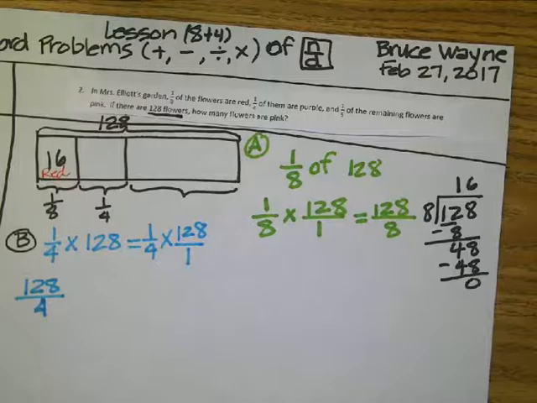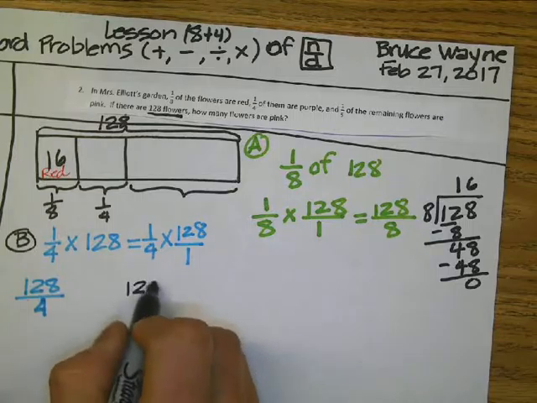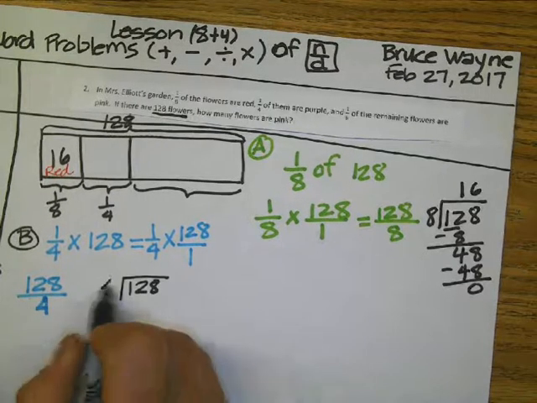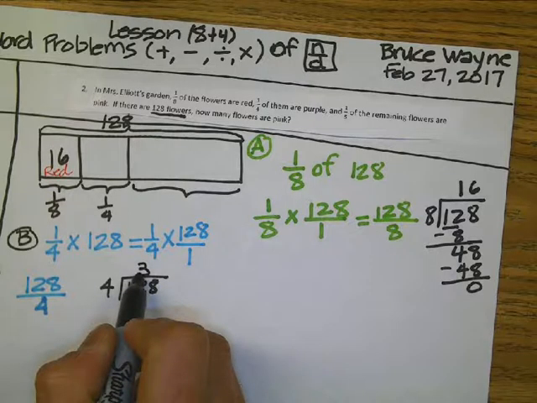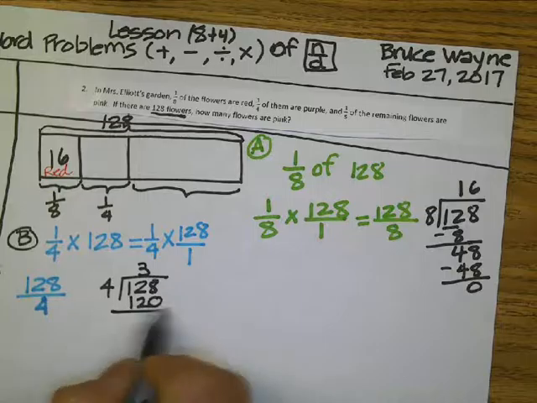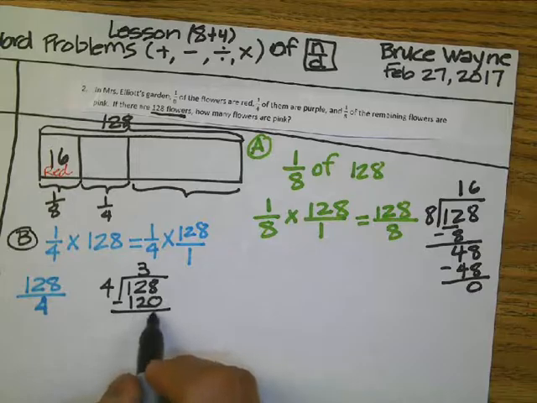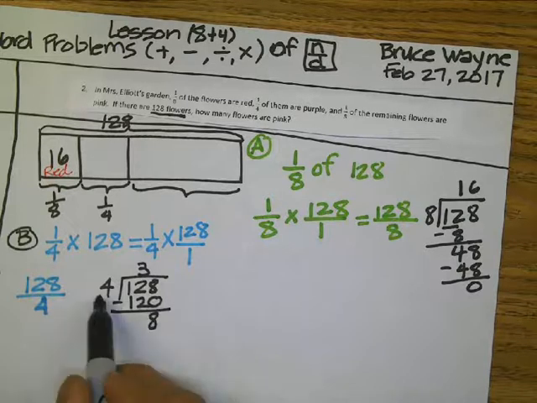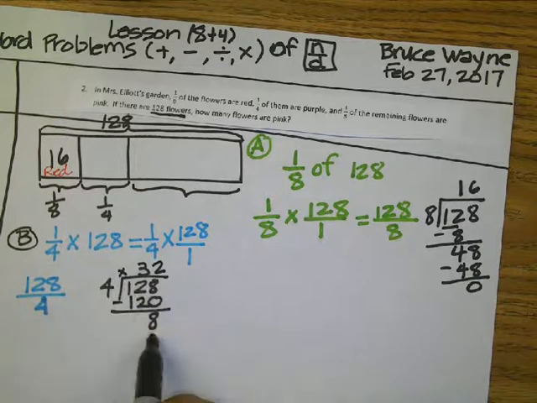128 divided by 4. The 4 goes into the 12 3 times. 3 times 4 equals 12. That means 120. Subtract 120 from that number, and the remainder is what? 8. Then you say that 4 goes into the 8 2 times. 2 times 4 equals 8, and the remainder is 0, my friends. So now we know that purple flowers will have 32.